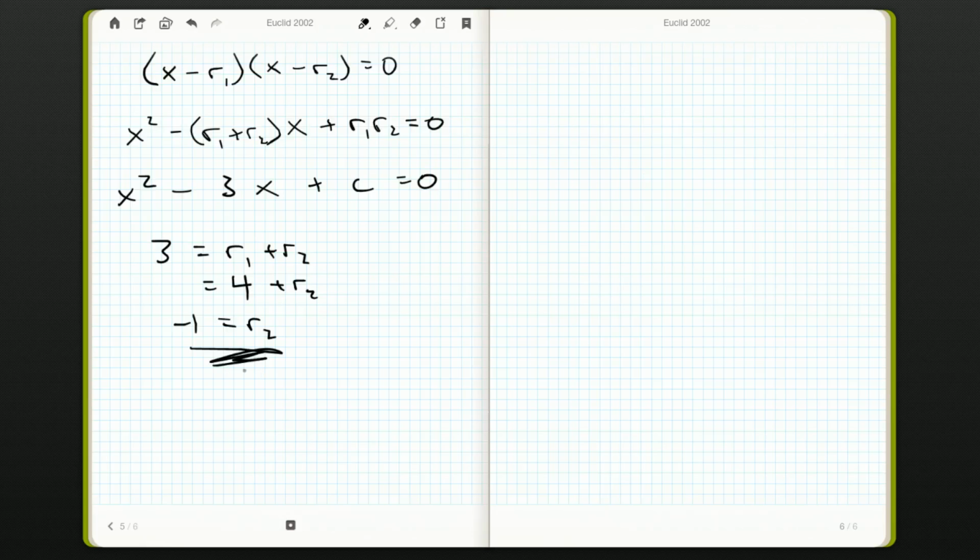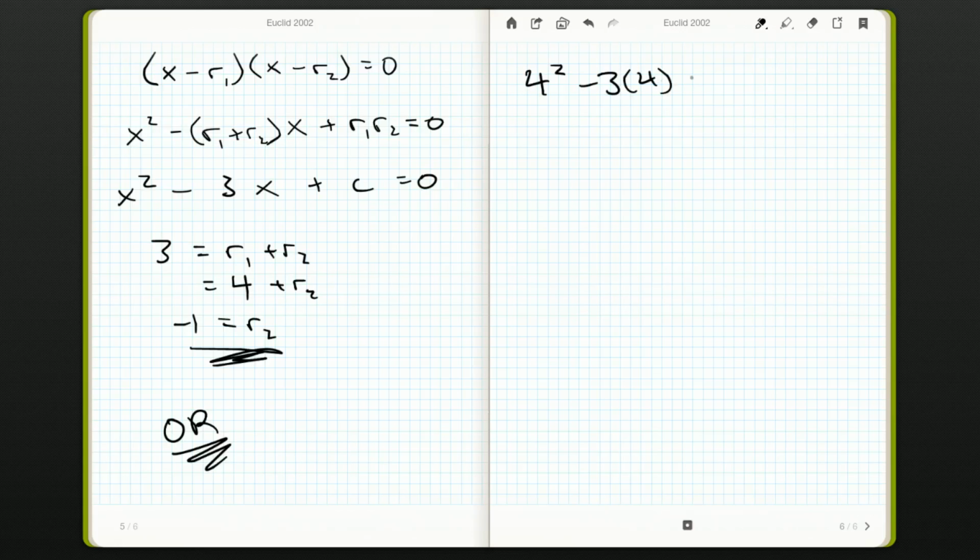We know that as a root, we can plug in the value of 4. We'll get 4 squared minus 3 times 4 plus c is equal to 0. Well, what does this actually work out to be? 4 squared is 16, minus 3 times 4 is 12, plus c equals 0. That's going to be 4 plus c is equal to 0. So c is going to be negative 4. And that lends more credence here, because 4 times negative 1 is negative 4.